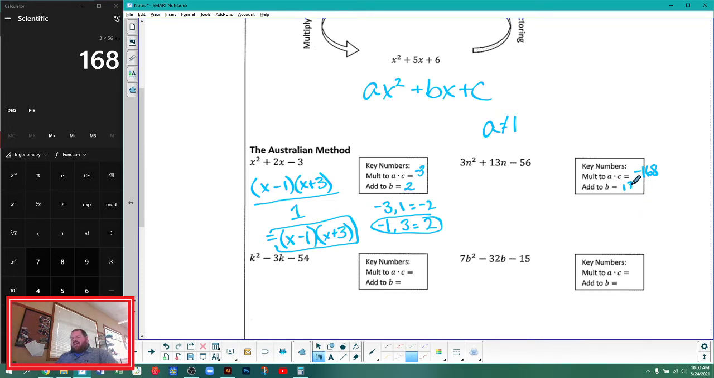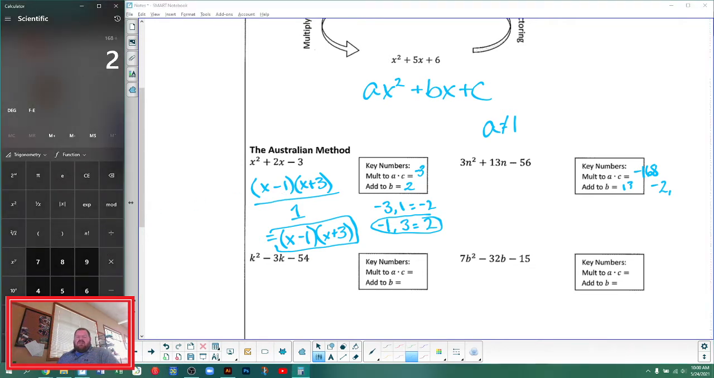Knowing that I want to add up to 13, I know that factors of negative 168 are going to be a positive and a negative. And knowing that I want to add up to a positive number, I want my positive number to be bigger. So I'm going to start with my negative numbers being the smaller numbers. And I'm just going to go through the list of factors until I get two numbers that add up to 13.